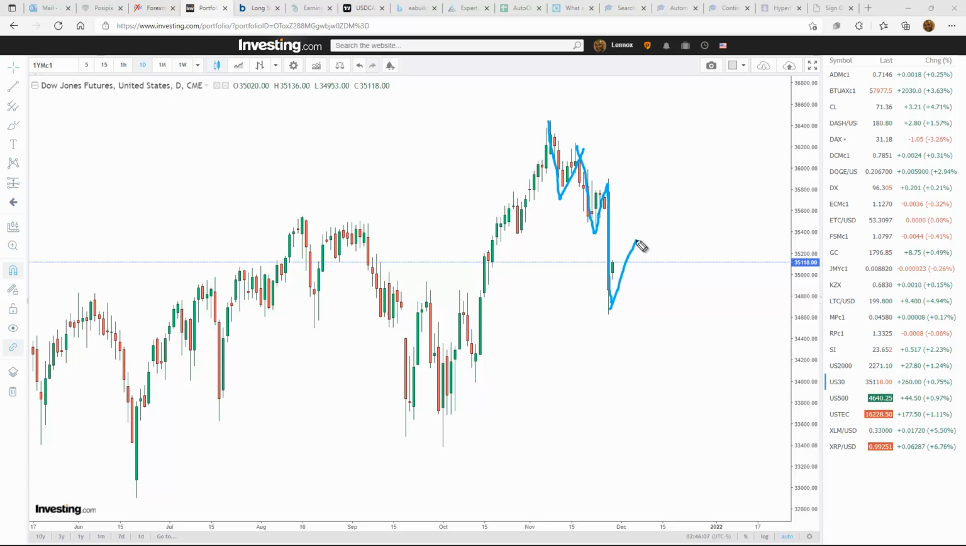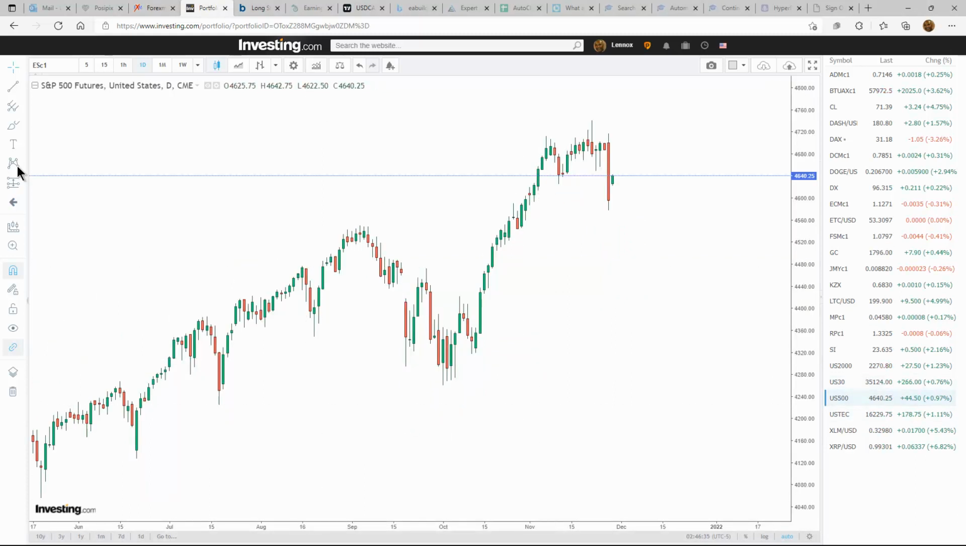So it looks like we could get another push to the downside. If that's the case, then more than likely the US 2000 would also follow the same type of pattern and drop as well. Okay, so looking for that possibility. Any moves to the upside here might just be a fake out that will take us back down one more time, back down into this area here. All right, so that's a look at the Dow, and of course the S&P will be similar.